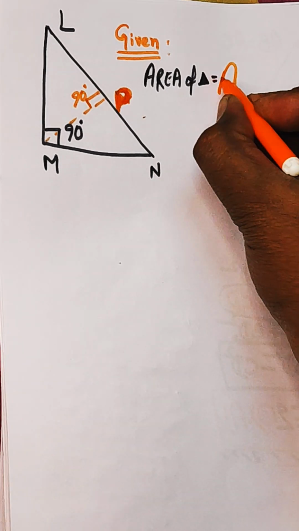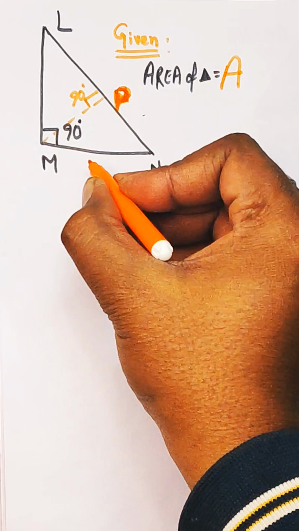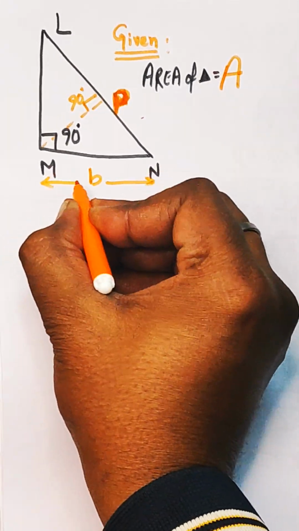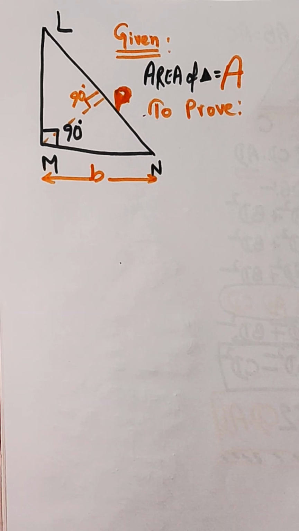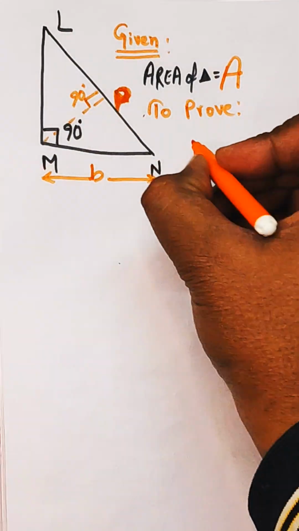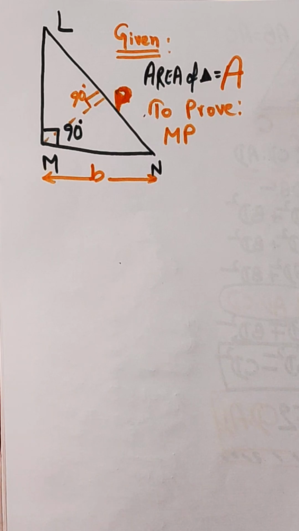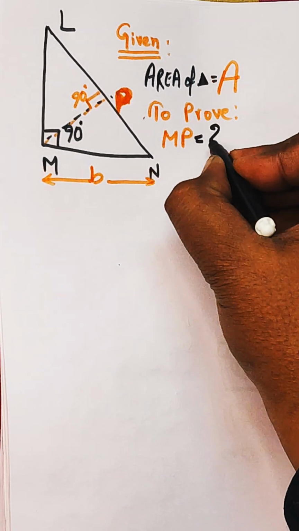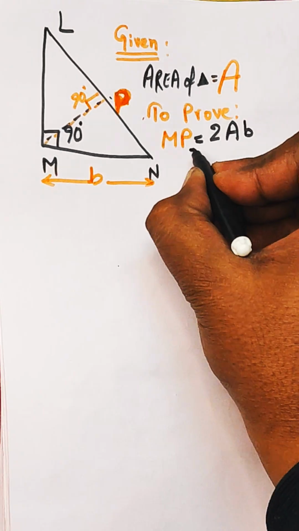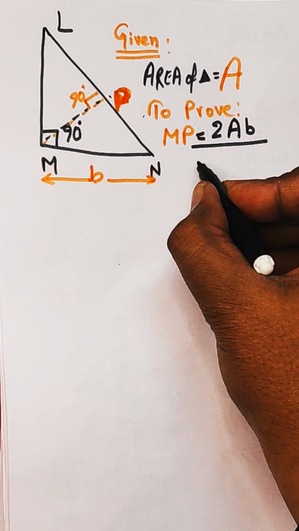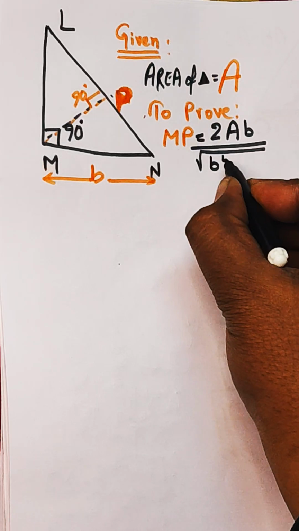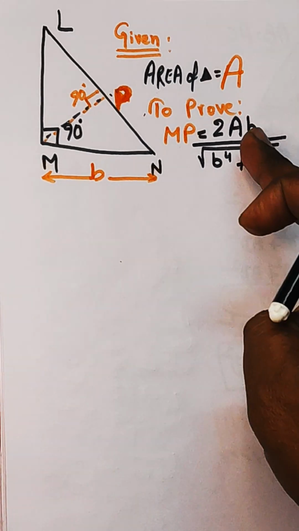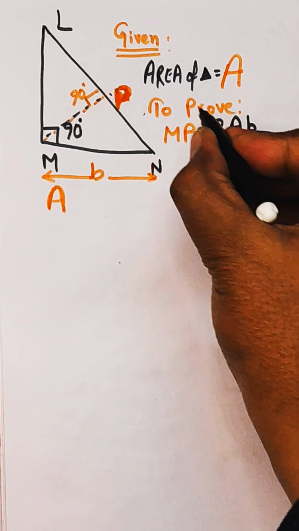Now we need to prove that if the area of the triangle is A and one of the sides making a 90-degree angle is equal to small b, then the length of the altitude which is drawn from M to the hypotenuse LN and intersecting the hypotenuse at P, that is the length of MP, is 2 capital A times small b divided by root over of b power 4 plus 4a square, right?